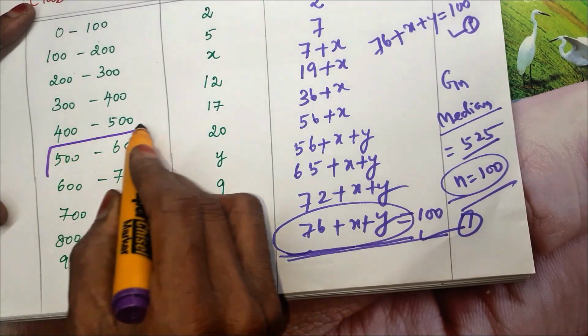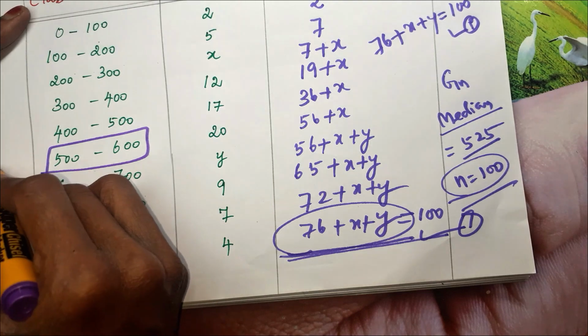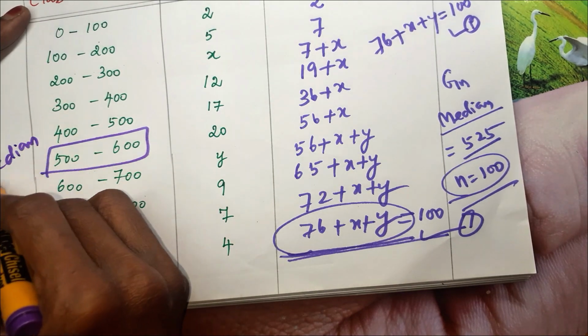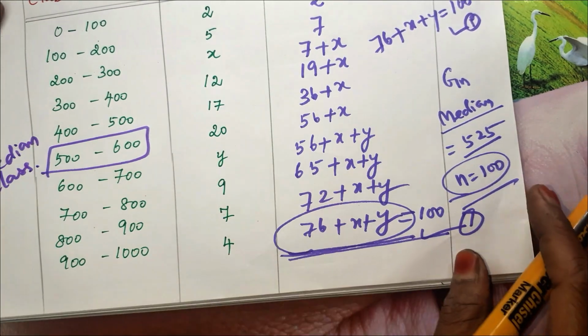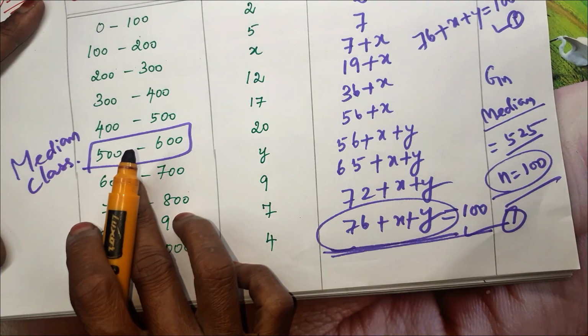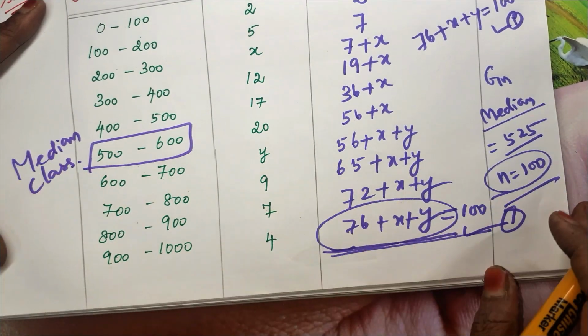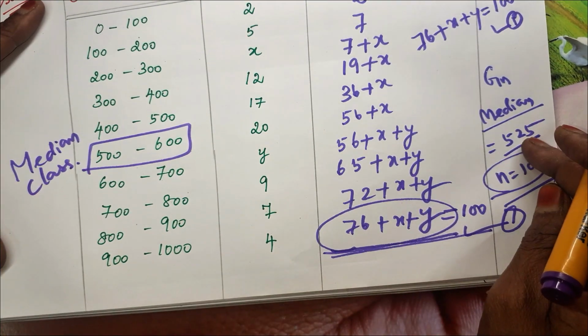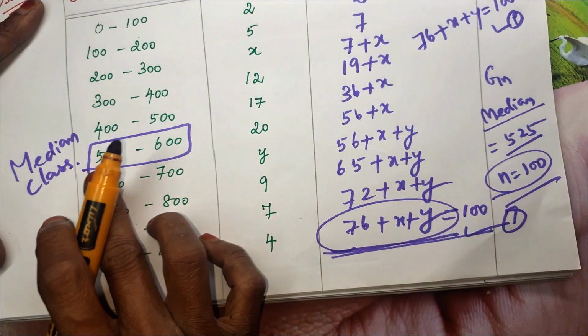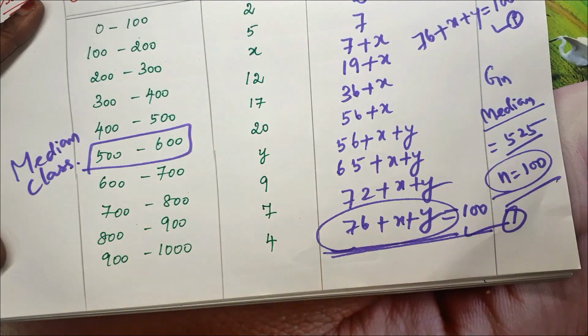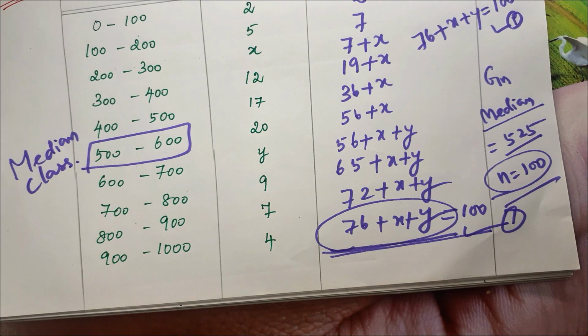525 lies in this interval, so this is the median class. How are we getting this median class? From the given data, 525 lies in this class interval. Therefore 500 to 600 is the median class.